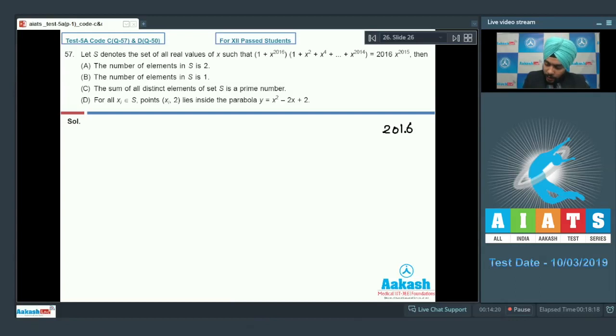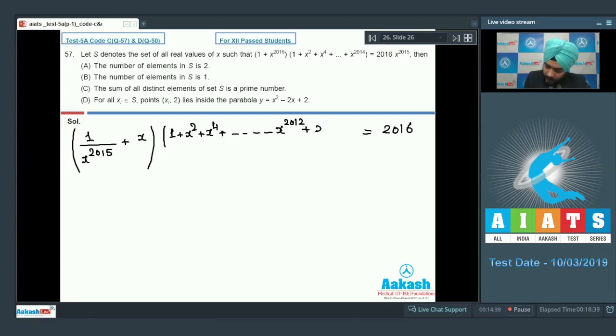Let us keep a term constant on one side and divide by x power 2015. So 1 upon x power 2015 plus x power 2016 upon x power 2015, that is x, multiplied by 1 plus x square plus x power 4 up to x power 2012, and the last term is x power 2014. Students, there are 1008 terms here and 2 terms here. I'm going to club these terms.